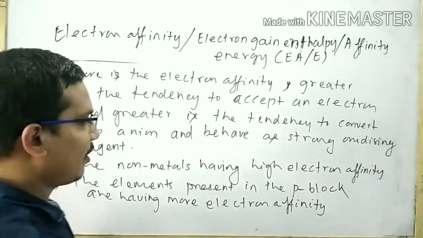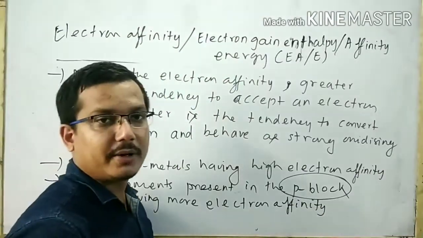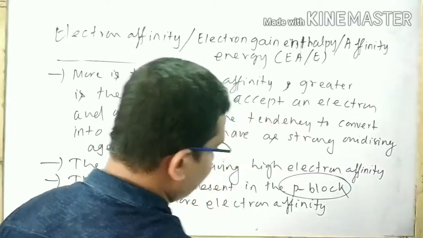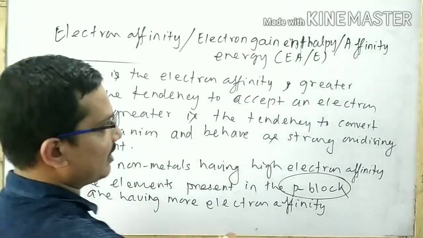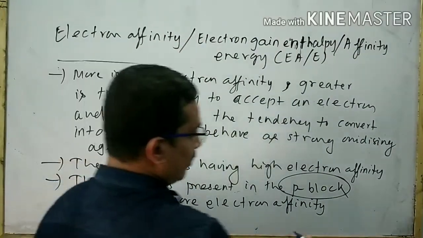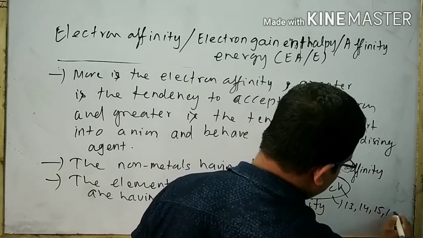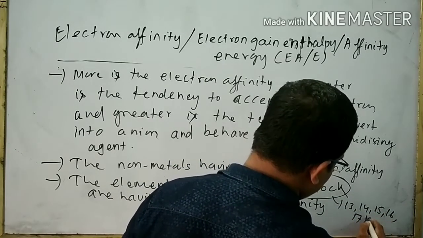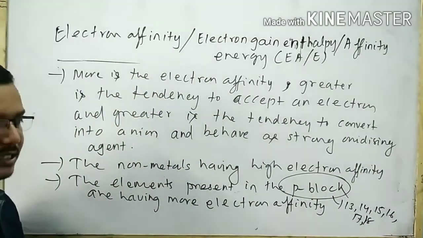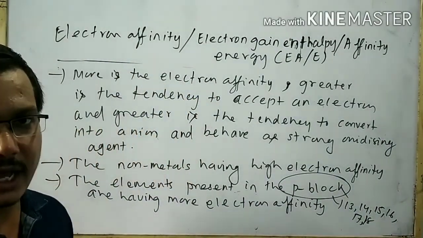We know very well about the p block elements. The elements whose last electron enters into the p orbital of the valence shell are called p block elements. In the modern periodic table, the p block elements are present on the right side of the periodic table. The p block elements are generally groups 13, 14, 15, 16, 17, 18. They have generally high electron affinity. That means these elements have more tendency to gain the electron and convert into anions.